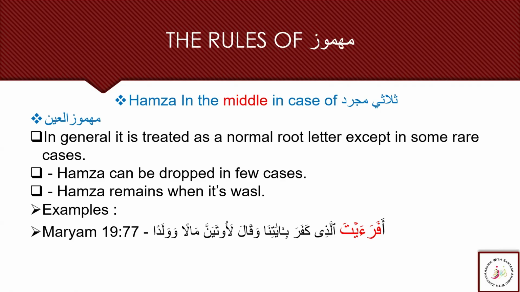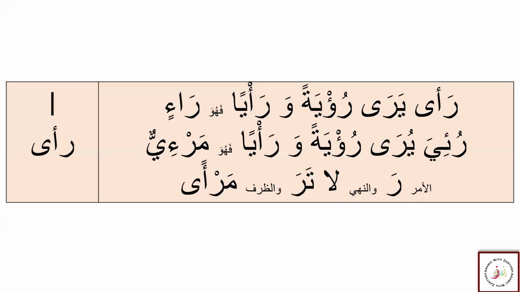Now see Hamza in the middle in case of Thulathi Mujarrad, that is Mahmuz al-Ain. Again, in general, it is treated as normal mu'tal except in some rare cases. Next, Hamza can be dropped in a few cases as we saw in the Mahmuz al-Fa, and again, Hamza remains when it's wasl. You can see the example, Afara'aita. Here you can see Hamza remains. Afara'aita alladhi.